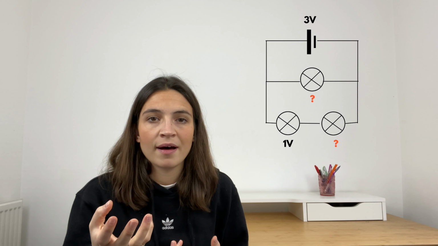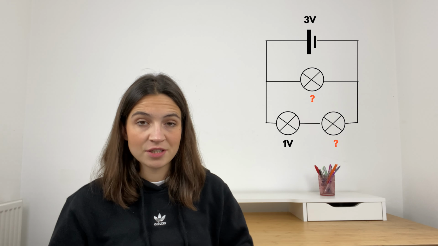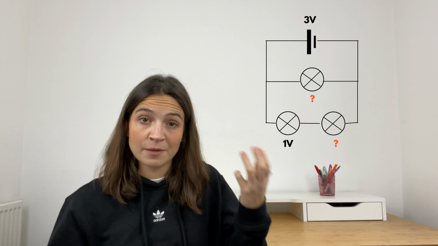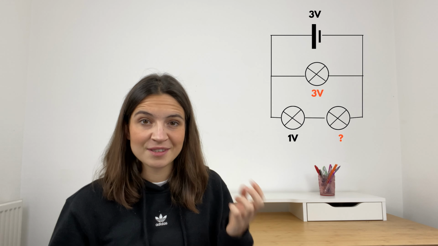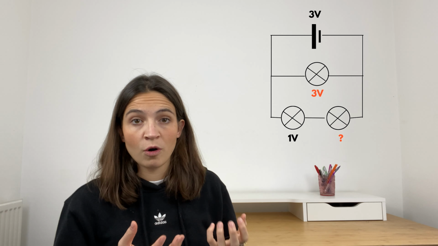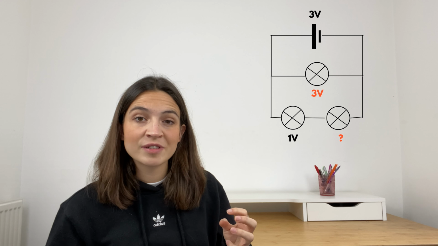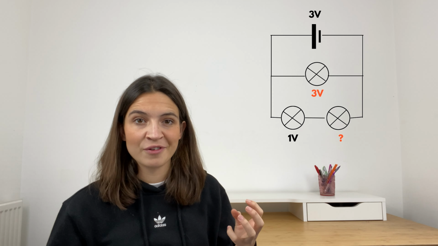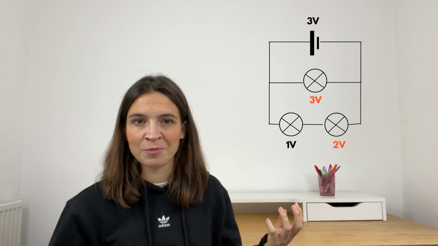Okay, and what about this circuit here? Again, it's a parallel circuit, so the voltage from the supply gets applied across each branch. In the first branch, there's only one bulb, so if the supply is 3 volts, then the voltage over that bulb will also be 3 volts. But in the second branch, the whole branch receives 3 volts altogether. This bulb here has already received 1 of those 3 volts. So there are a total of 2 volts left for this bulb here.